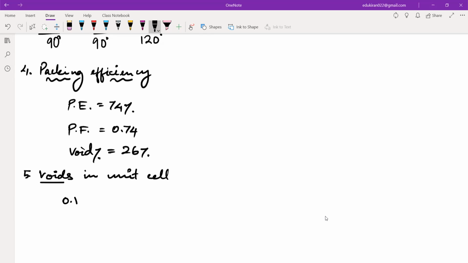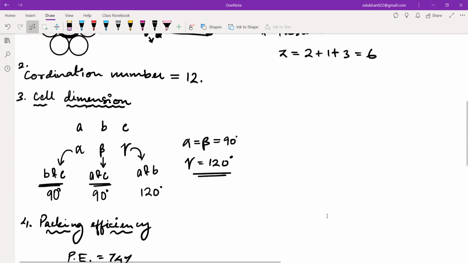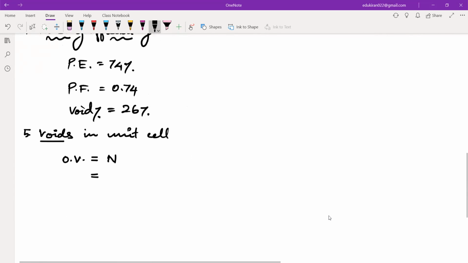So we have here octahedral void, and we have seen that it will be equal to n, that is the number of atoms. So what is the number of atoms in this unit cell? It is equal to 6. So the number of octahedral voids will be equal to 6, and the tetrahedral void is equal to how much? It is equal to 2n. So this will be equal to 12. Is that clear? Yes or no? Please tell me. Guys, is this clear?